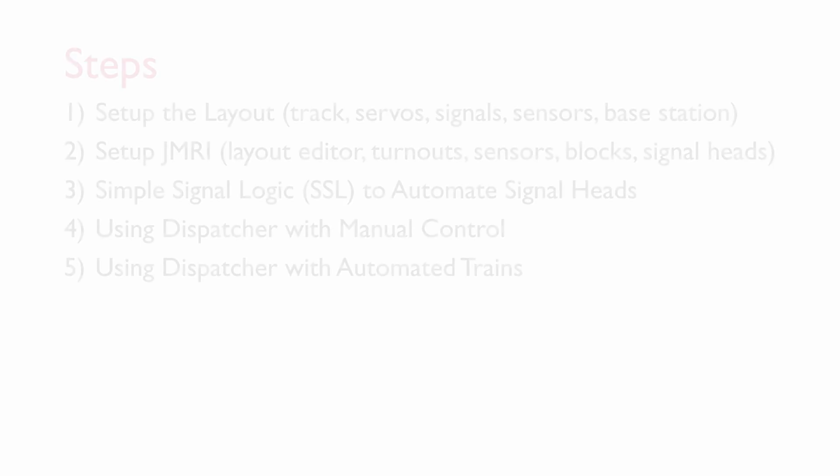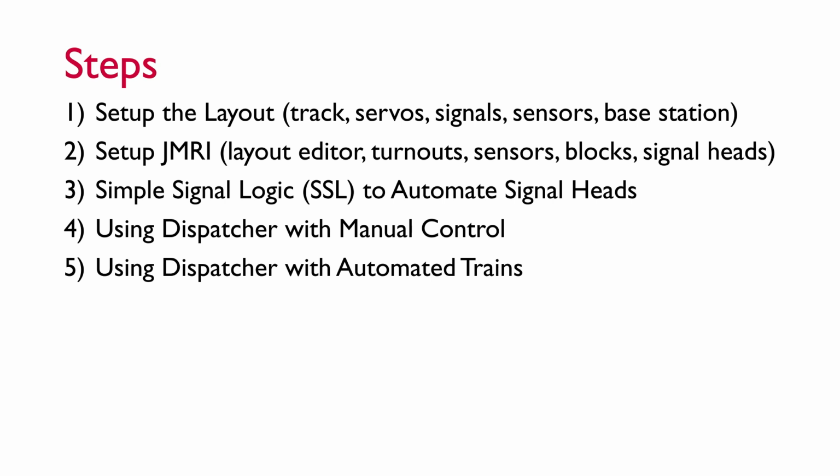Anyway, with all those caveats out the way, here are the steps we're going to follow in this video, and I've listed them all in chapters in the description below. We'll start by setting up our layout with all our electronics. So that's the track, the servos, the signals, the sensors, the base station, etc. Then we're going to set up the JMRI software, including drawing the layout, creating turnouts, sensors, blocks and signals.